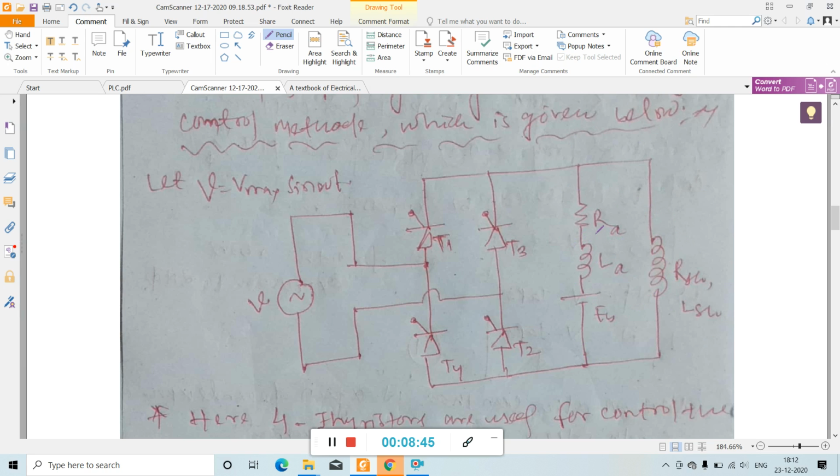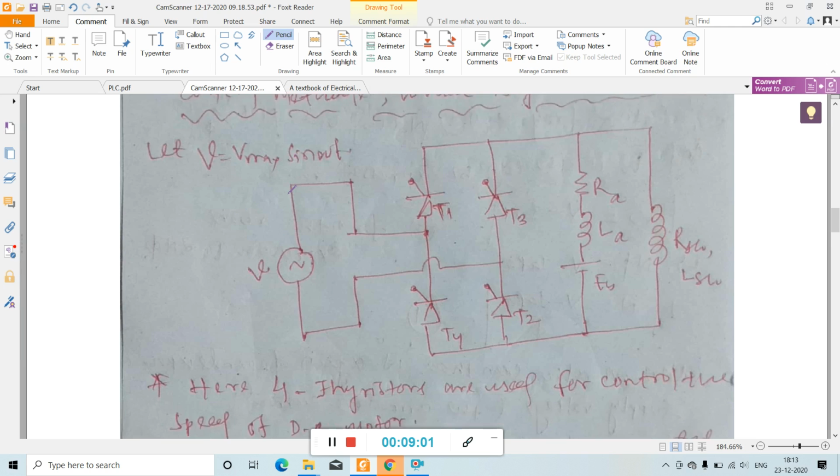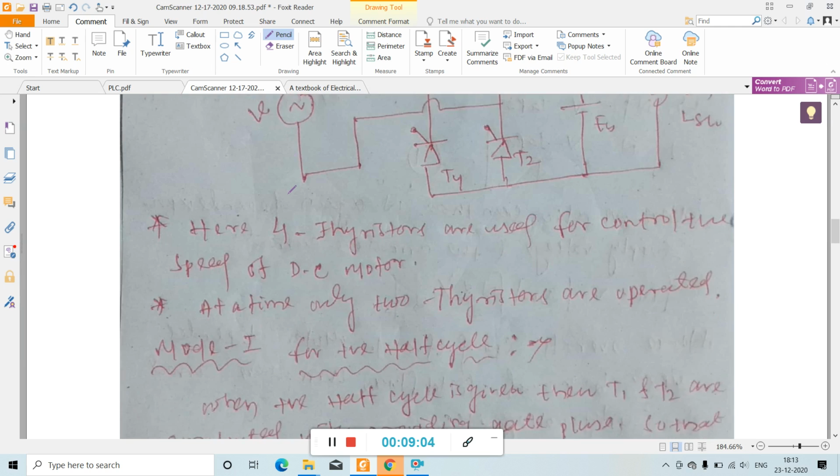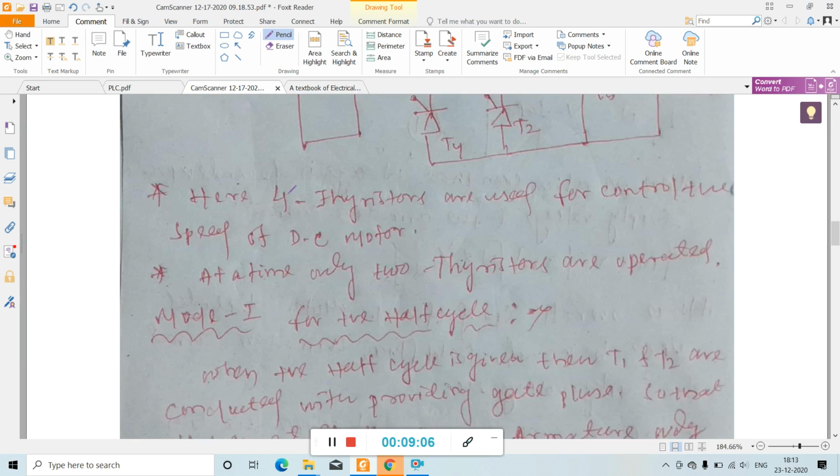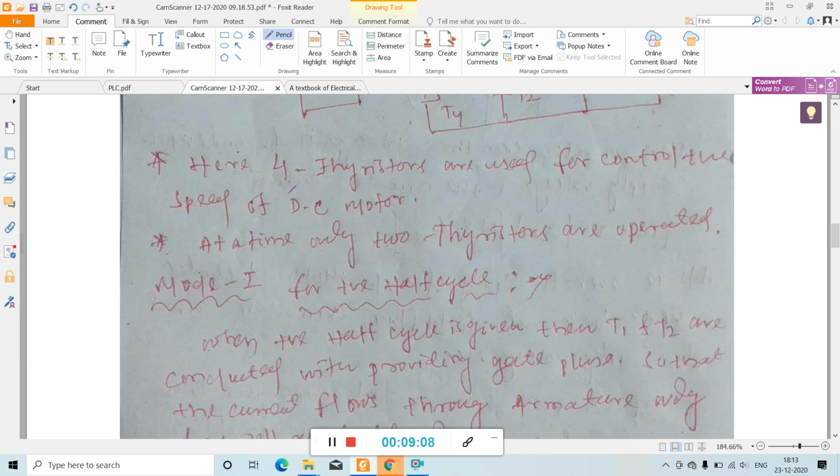In the armature, this is the armature resistance, then armature inductance. Here also Rs is the shunt field resistance, Ls is the shunt field inductance. This is Eb, the back EMF. So this is the circuit diagram. Here V is the supply voltage, V equals Vmax sin omega t. Four thyristors are used to control the speed of the DC motor. At a time only two thyristors are operated.